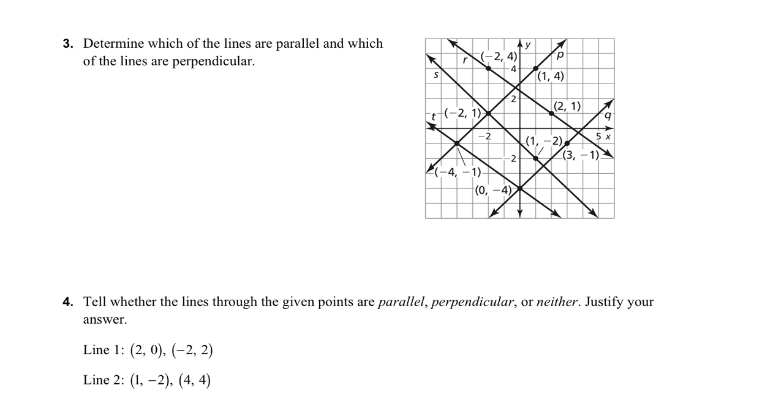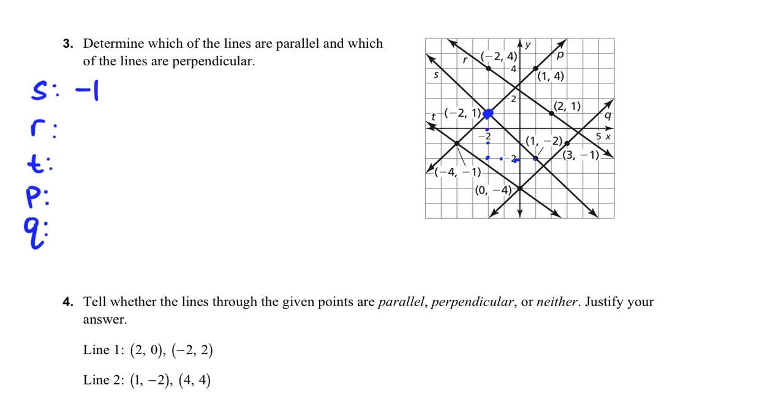But first, I'm going to write down what my lines are. We have lines S and R, so I'm going to write their slopes. We have lines T, P, and Q. All right, I'm going to count my rise over run. Let's do S. If I start here, go down 1, 2, 3, and over 1, 2, 3. So down 3 and over 3 is a slope of -1.